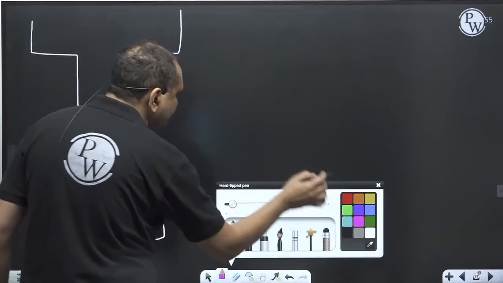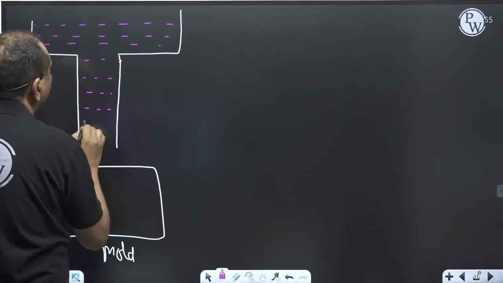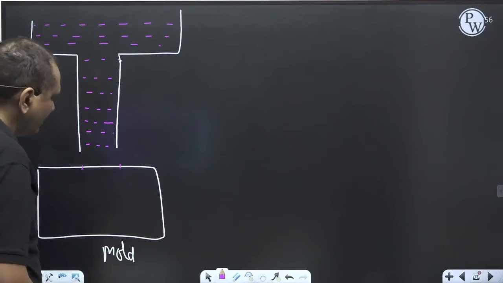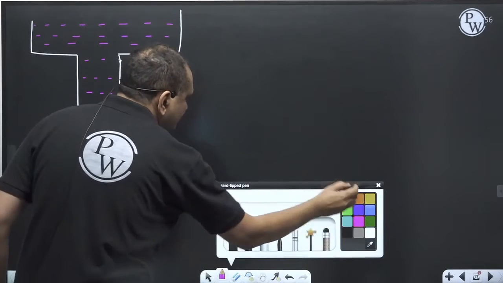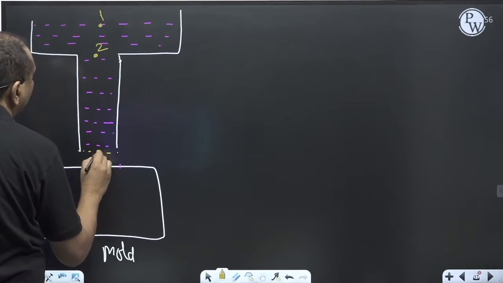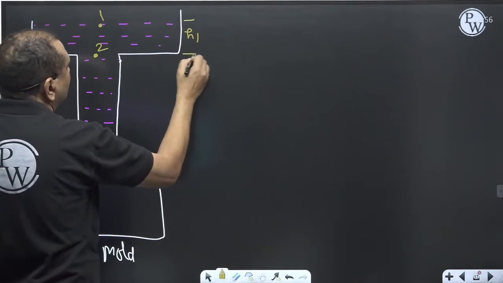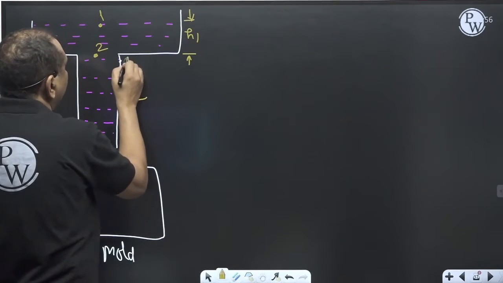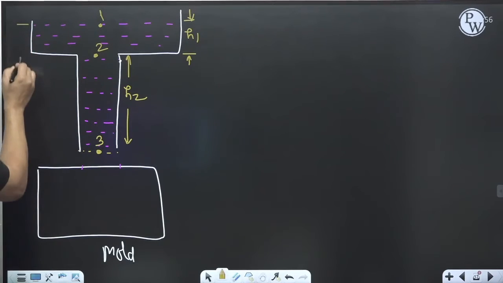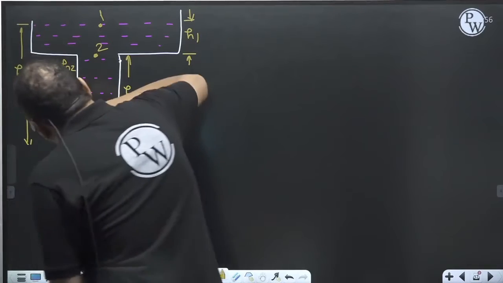Mold. Pouring basin. Sprue. Nomenclature I have already told you before, so that's the reason I am not going through. Let us say this point is 1. This point is 2 and this point is 3. H1, H2 and HT. Total height, it is called H1 plus H2, and by the way, HT is also called manometric height.